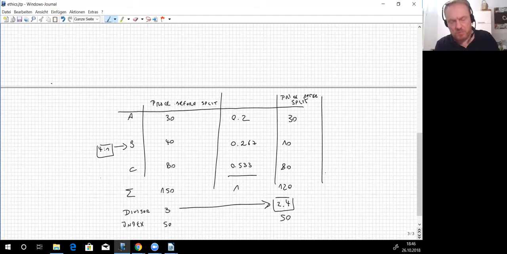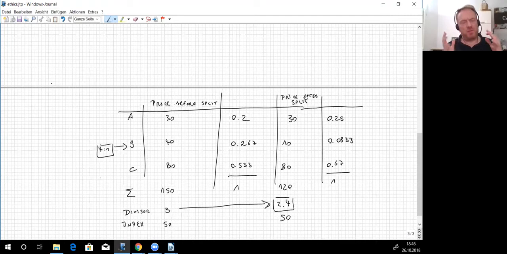Of course, the weights themselves change from 20% to 25%, from 26% to only 8%. And this one rises to 67%, again equal to 1. So that's important, the role of a stock split. If there's a stock split, we have to change the divisor in order not to change the price index. And that's an important issue, an important issue that could be a question just as well.